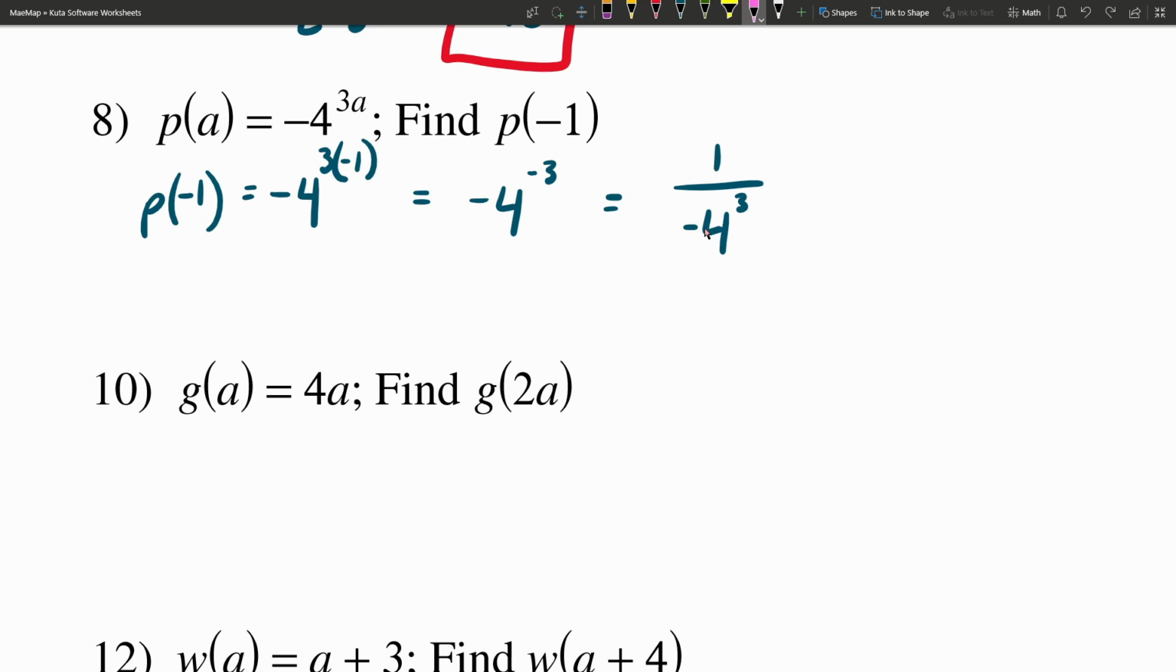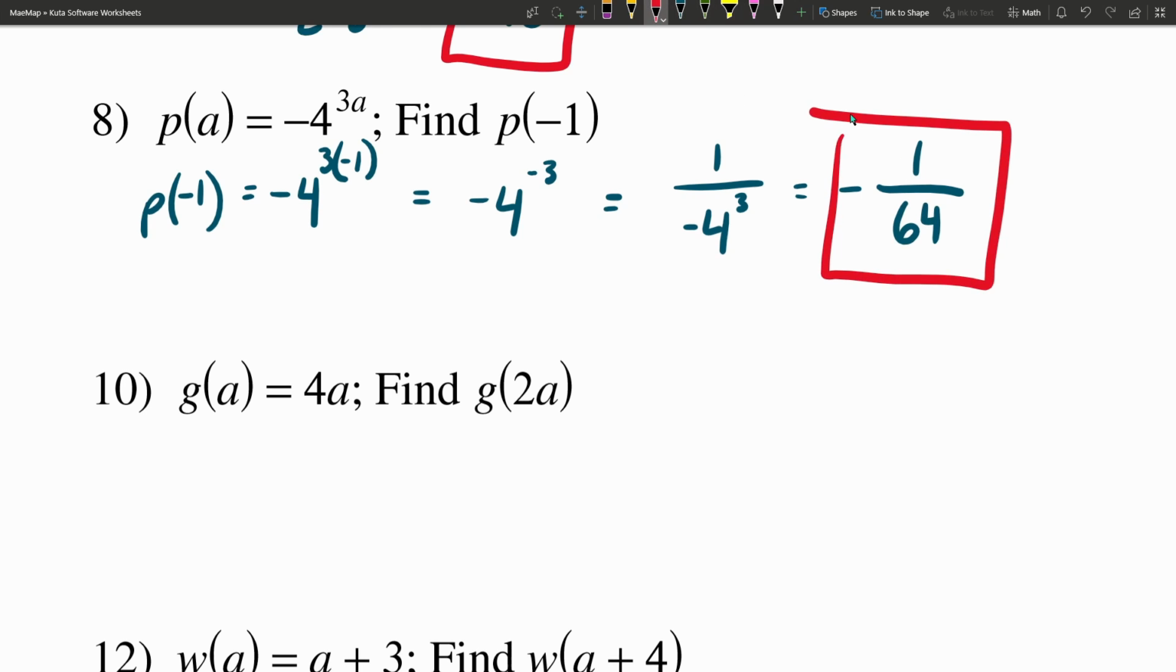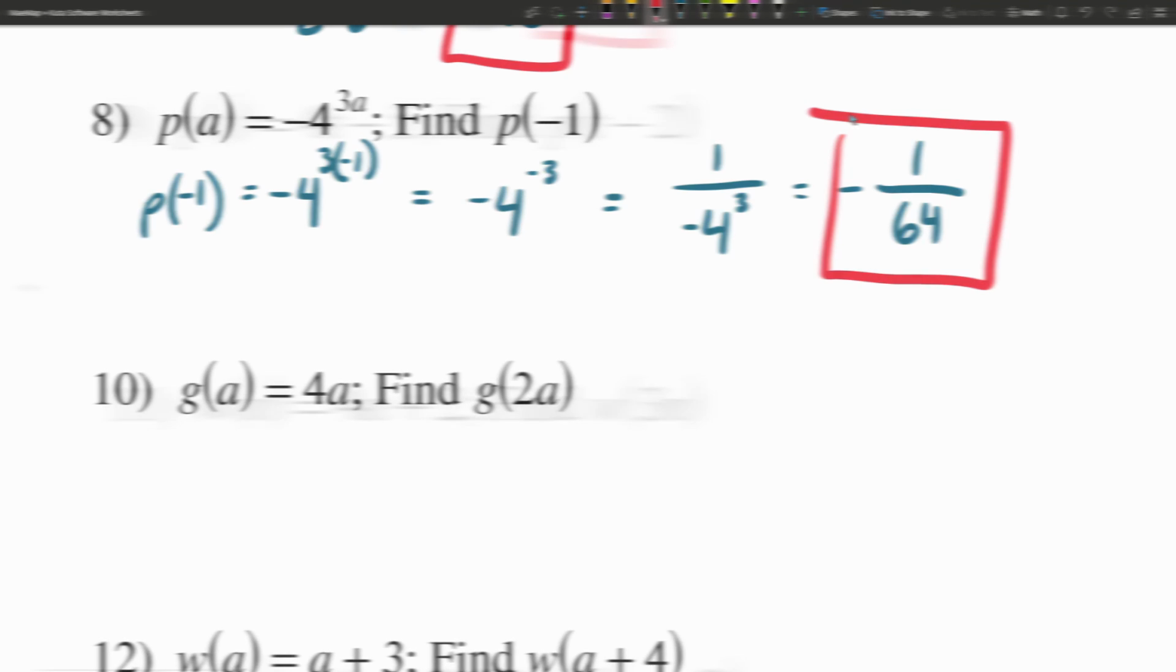Now all we need to do is take negative 4 and raise it to a power of 3. So this is going to be a negative 4 times a negative 4 times a negative 4, which is going to result in a negative. So I know ultimately my answer is negative, and it's going to be negative 1 over 4 cubed, which is 64. So negative 1/64 is my solution in number 8.